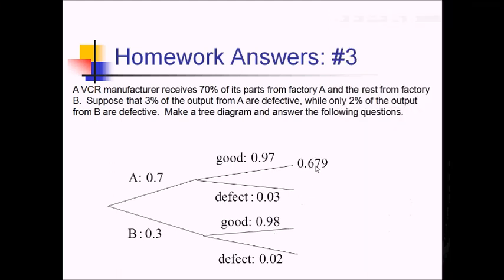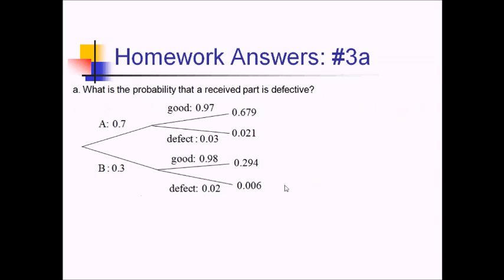So we had 0.679, 0.021, 0.294, and 0.006. For part A, we want the probability that a received part is defective. So these defective things are tied up in a few different branches here. We have the factory A parts that were defective, so that's 0.021 of the whole population. And we have the factory B parts that were defective, which is 0.006 of the whole population. We just have to add those two defective leaves together, which I can actually do without a calculator. That's going to be 0.027.